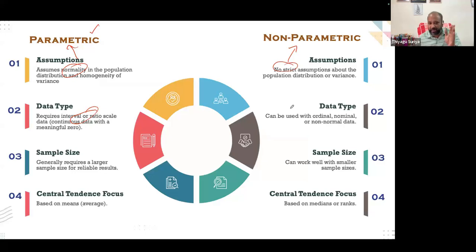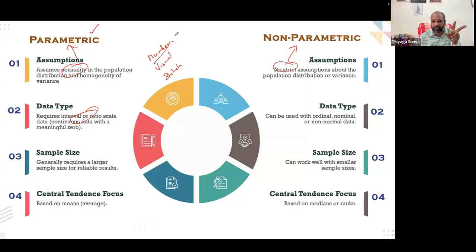So these are things we need to decide. As we already discussed yesterday about normality, we can find it in three ways. One is the number basis, the second one is visual representation, and the third one is the statistical procedure. This we discussed yesterday.